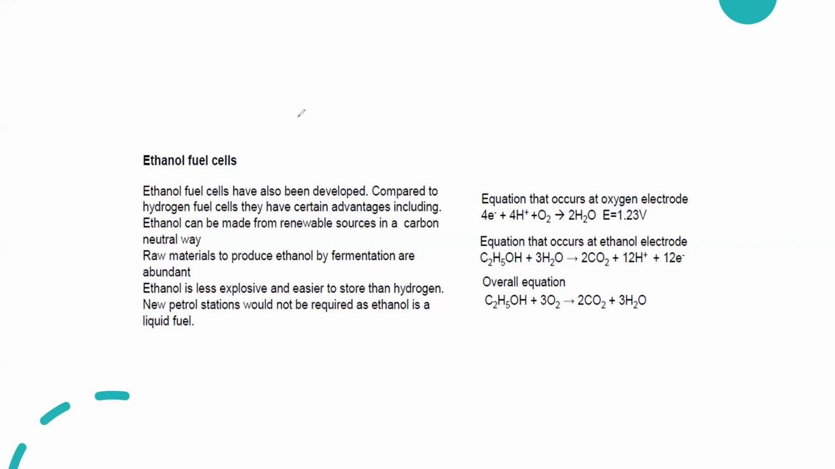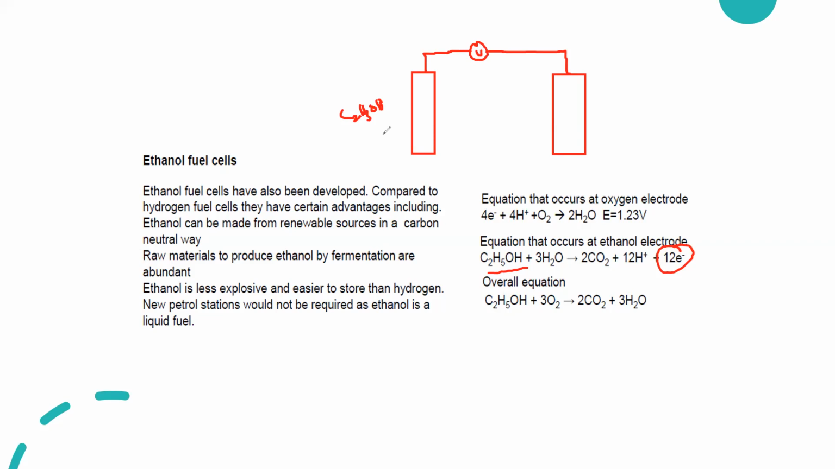What happened in the ethanol fuel cell? We have two electrodes. Ethanol is there, in the presence of water, it gives carbon dioxide, protons, and loses electrons. Oxidation is a loss of electrons, so oxidation happens. So ethanol, C2H5OH, in the presence of three water molecules, the electrons are lost, and these electrons will travel.